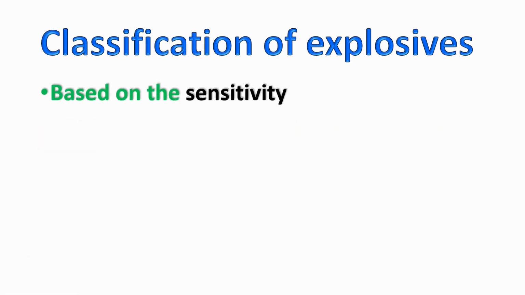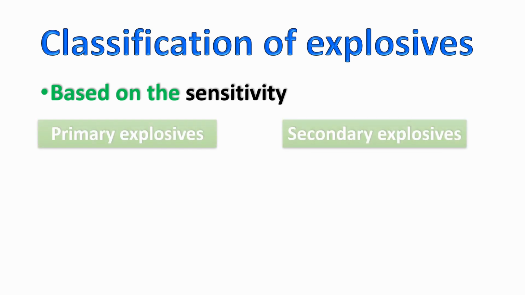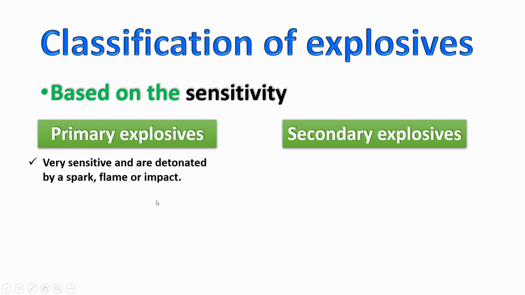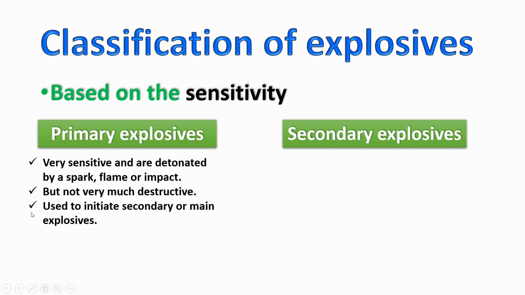Now let's classify the explosives based on their sensitivity, and they are classified as primary explosives and secondary explosives. Primary explosives are very sensitive and are detonated by a spark, flame or impact. The spark, flame or impact are the ignition sources, the external energy which we have to provide to the explosives for the initial decomposition process. But these primary explosives are not very destructive. They are basically used to initiate the secondary or main explosives.